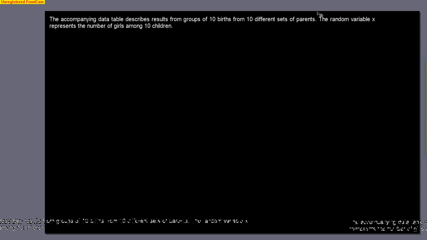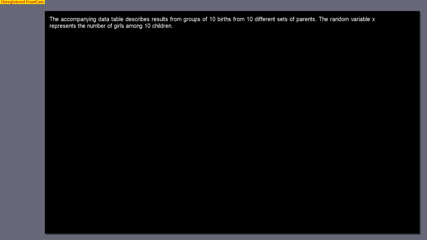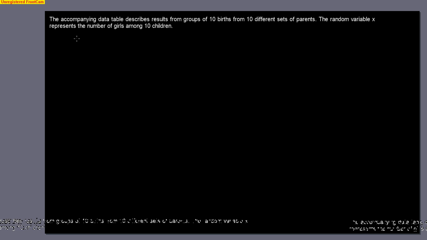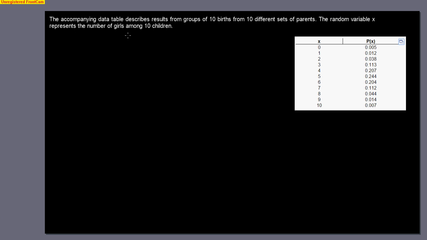All right, here's another question from homework number 12. Let's take a look at this. It says the accompanying data table describes the results from the groups of 10 births to 10 different sets of parents. The random variable x represents the number of girls among 10 children.